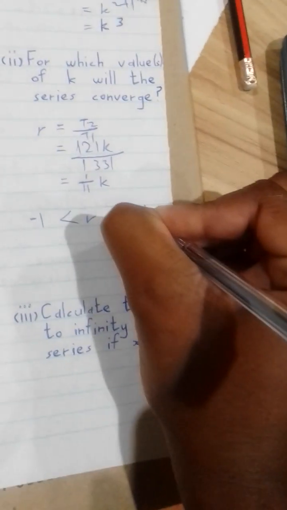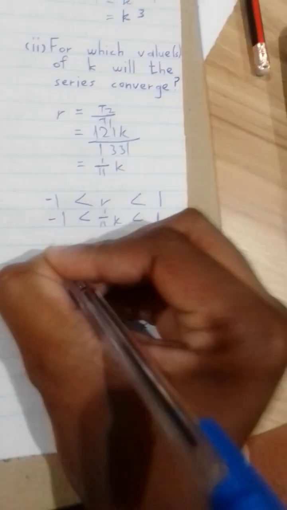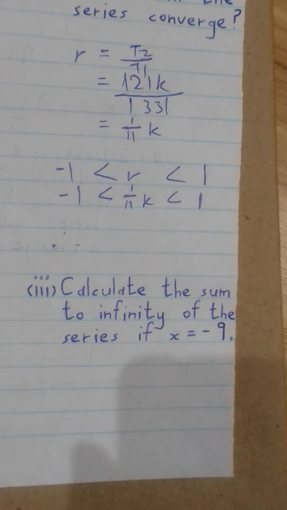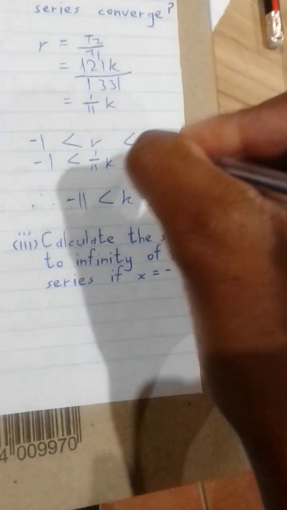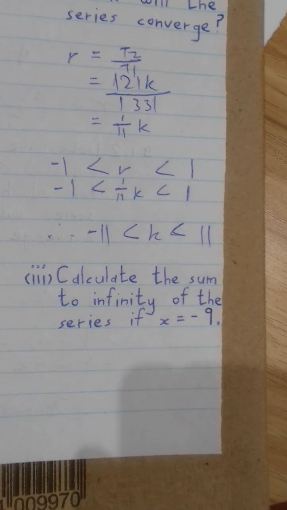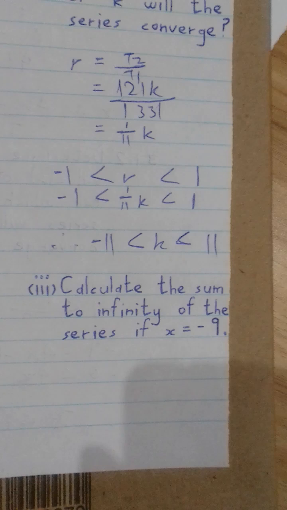Rule for convergence, -1 less than R less than 1. So -1 less than 1 over 11k less than 1. We multiply everything by the reciprocal of 1 over 11, that's 11 over 1. -1 times 11 over 1 is -11. This 1 over 11k times 11 over 1 is k. 1 times 11 over 1 is 11. Okay, I hope that is clear and I hope that makes sense. So k must lie in between -11 and 11.